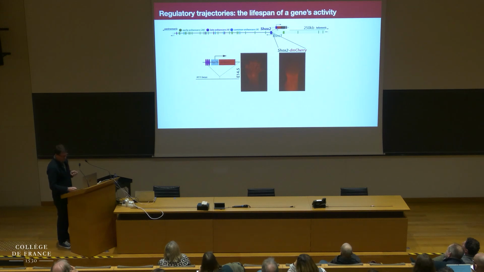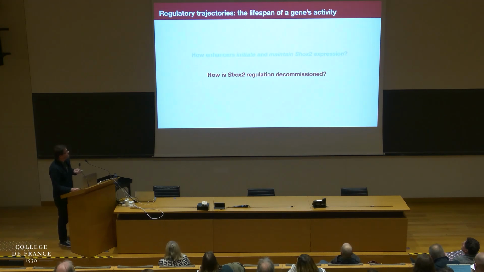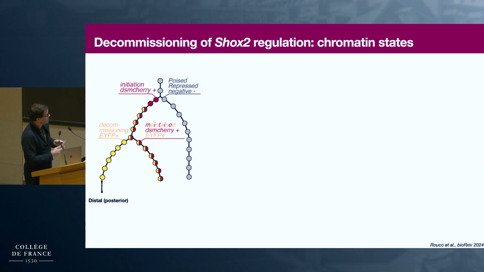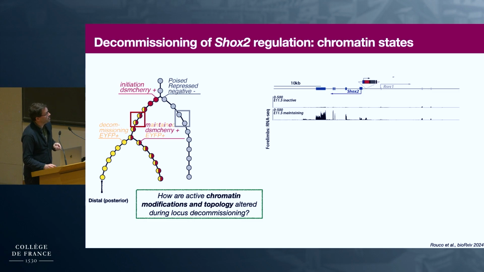How come these enhancers are active in the distal part, but SHOX2, which is their target gene, is not? And this gives me a transition to the second part, which is that a mechanism must prevent this enhancer from activating SHOX2 in digits. And this is where I want to bring you now, with, I would say, preliminary, not so preliminary, SHOX2 regulatory decommissioning results. So how do we stop the expression of SHOX2 in this branch here of the trajectory? So first, what we looked at is just RNA, chromatin modification and topology in these cells, seeing what is happening when you repress a developmental gene.